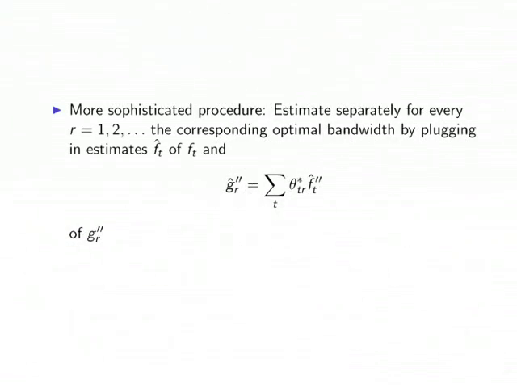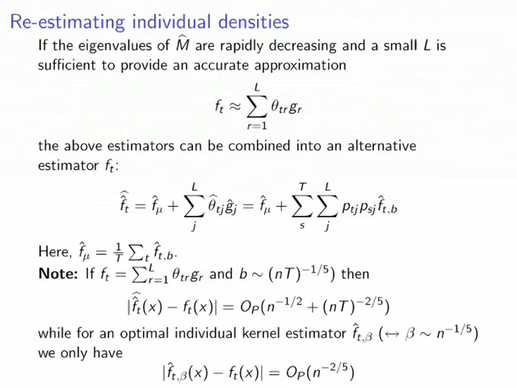Okay, you could also develop a plug-in method from that. I don't want to talk about that. I also can re-estimate individual densities from that. I just forgot the f mu here, the mean. Sorry. So we have something like F is the mean plus these things, and then you have F hat, and then you just use your estimated versions.